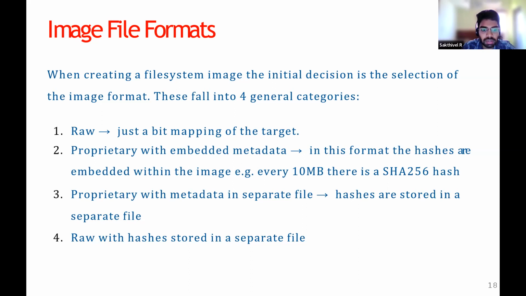For example, the image will be the output, plus an additional hash file will be downloaded during the output. And the last one is raw with the hashes stored in a separate file: the raw image plus the hash file, which is stored as a separate file.